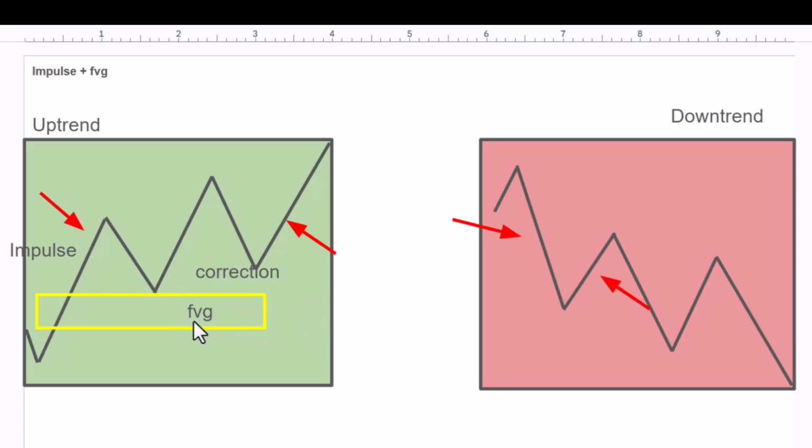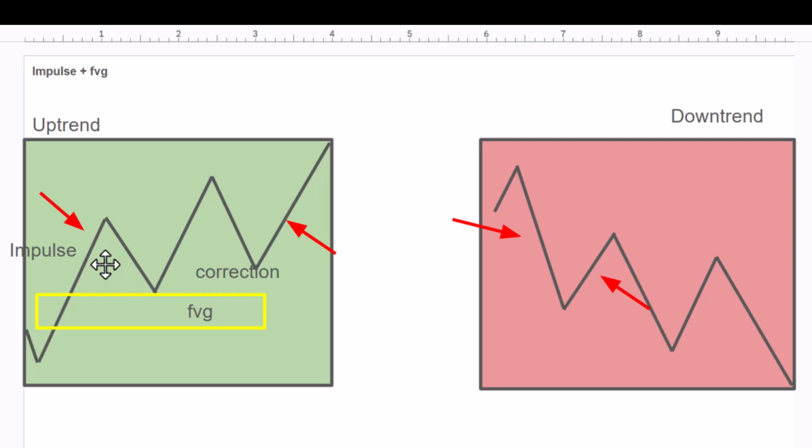Now, I have a whole video about fair value gaps. I can link it in this video. You can see it on the screen. And that really goes in more detail about what fair value gaps are and how to use them. But for the purpose of this video, we're just going to identify the fact that a fair value gap was formed. And these fair value gaps are really what helps price move on in these uptrends and in these downtrends.